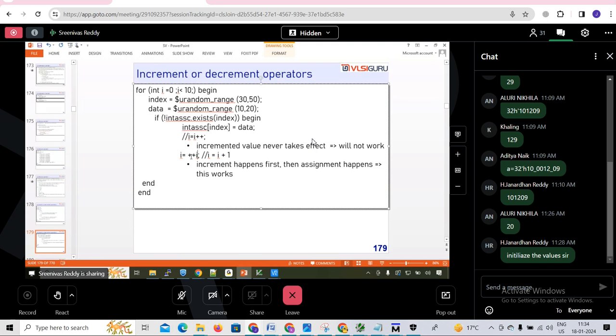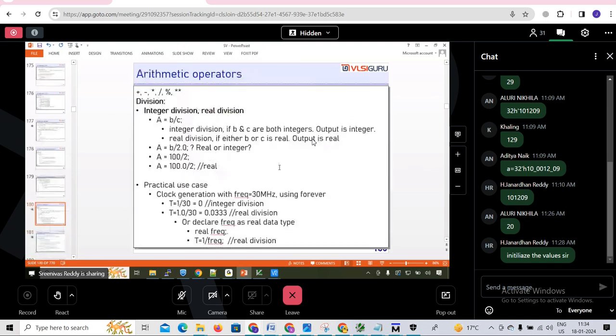So what are they questioning here? They're questioning the concepts, like whether increment will happen first or whether assignment will happen, what will be the output. They will ask that kind of tricky questions. That is about increment, decrement operators.